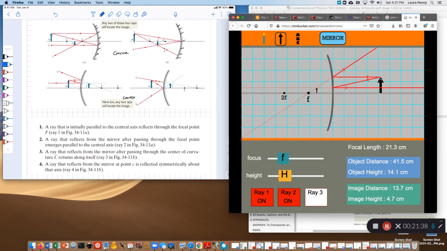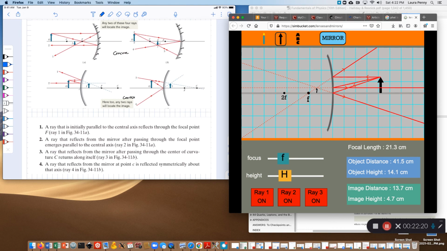Ray 2 is trying to go straight to the focal point, but as it goes along to get to the focal point, it hits the mirror, and so it reflects back parallel. So this line would have extended all the way to the little f, but instead, once it hits the mirror, it goes off parallel to the central axis. And then the third ray is again trying to go towards the center, and once it gets there, it reflects back off away. Notice that here, where our image is, we have these dashed lines. That tells us there's not really light there.